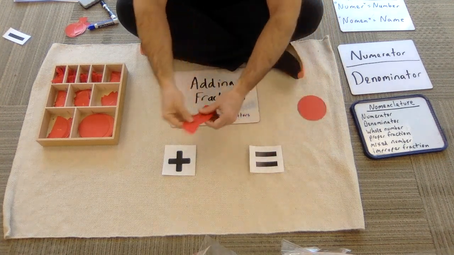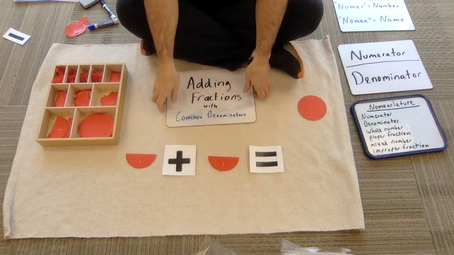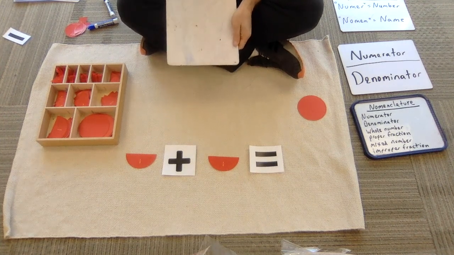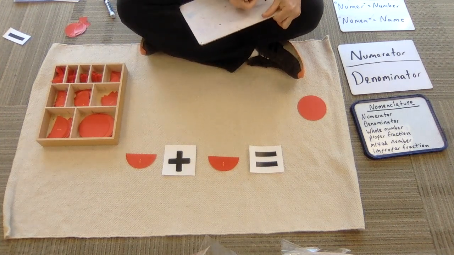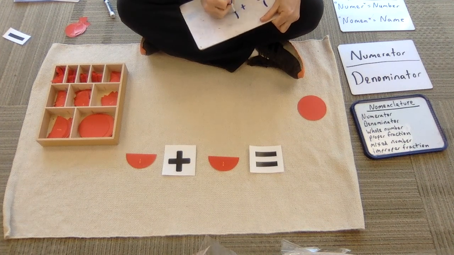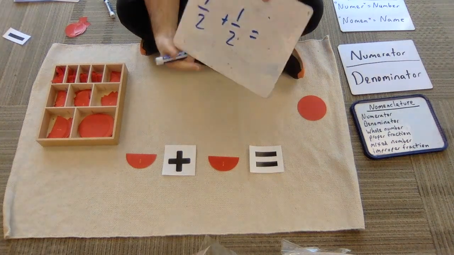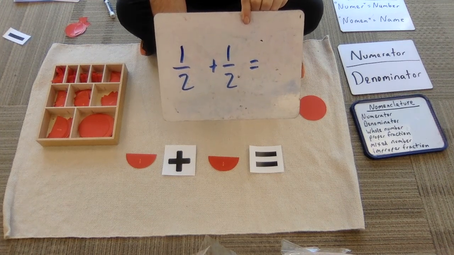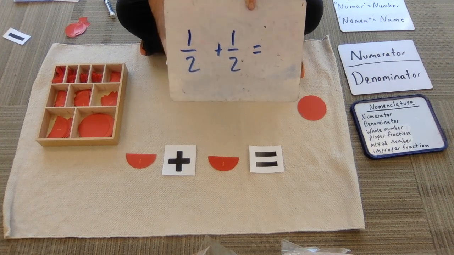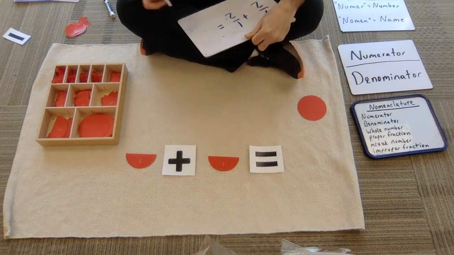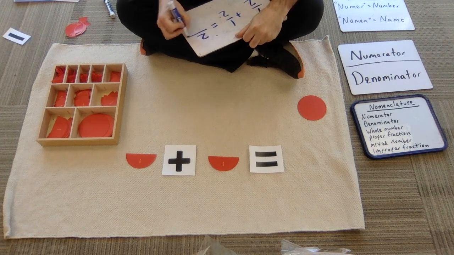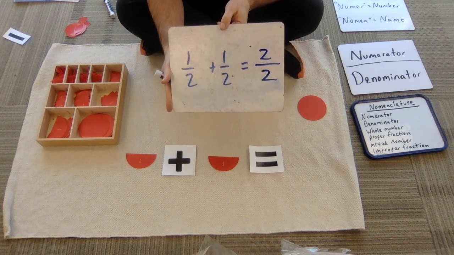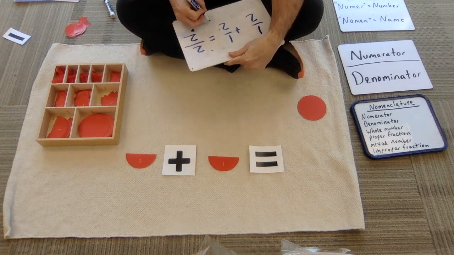So 1/2 plus 1/2, there is a common denominator. Let me write this down to show you the common denominator. We write 1/2 in the abstract plus 1/2. We have a common denominator. And remember, the denominator is the one that is named on the bottom. The numerator on top is the one that is counted. So the numerator, 1 plus 1 equals 2. And the one that is named stays the same, 2 over 2. And that is the same as 1 whole.